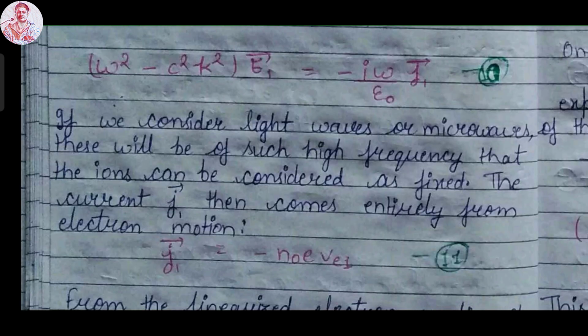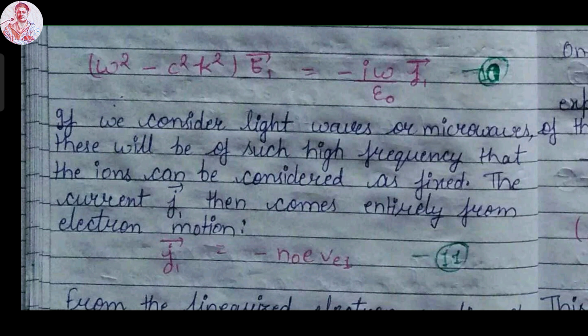Now if we consider light waves and microwaves, these have very high frequency and the ions must be considered as fixed. Then the current density vector j comes entirely from the electron motion. Then the value of vector j is given by minus n0 e v. Let's take this as equation number 11.